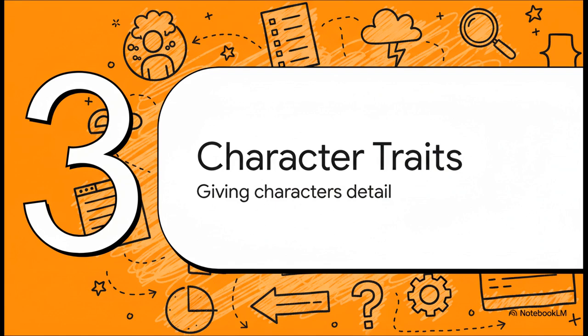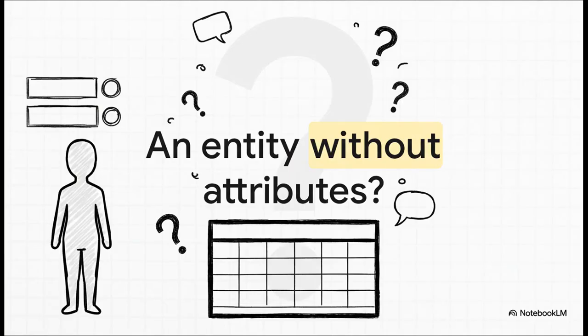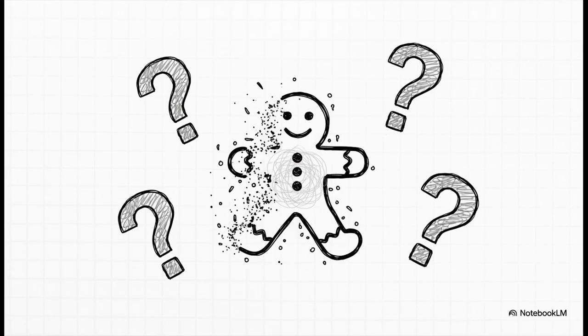Okay, so we have our characters, our entities, but what good is a character with no personality, right? No details that make them who they are. That's where attributes come into play. They give our characters life. I mean, can you even imagine a character with no name, no age, no description at all? What would that even look like? Of course not. It's impossible. An entity without attributes is just a blank page, a character with absolutely no identity. These attributes are what give our data all its meaning and context.